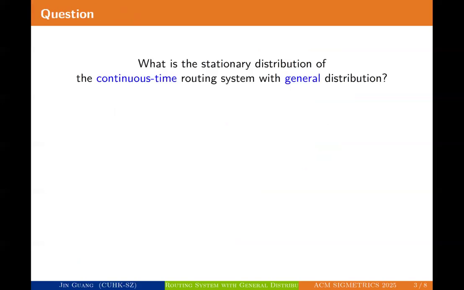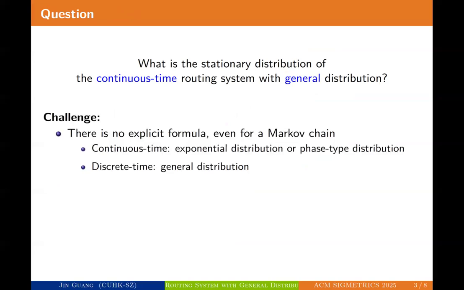So a natural question is: what is the stationary distribution of this continuous time routing system with general distributions? It is a very challenging problem because there is no explicit formula, especially beyond Markov chains, including continuous time with exponential distribution or discrete time with general distribution.